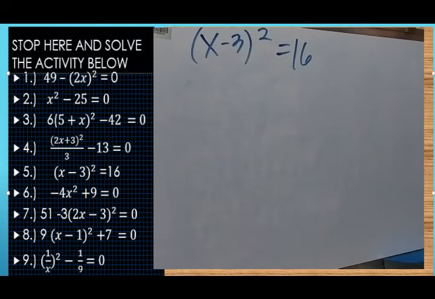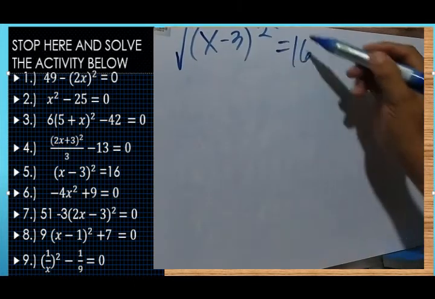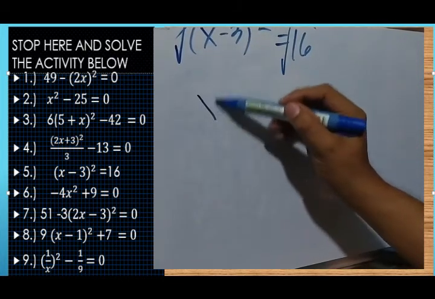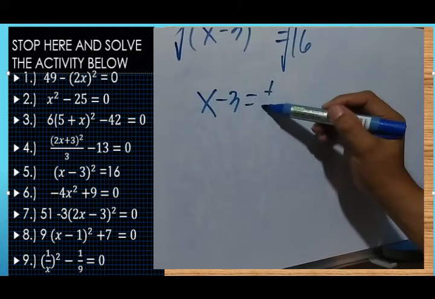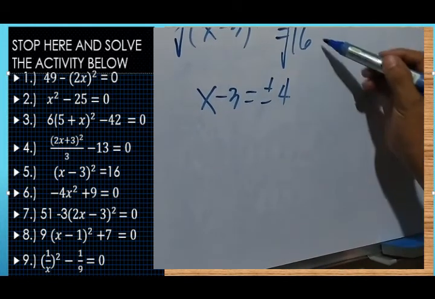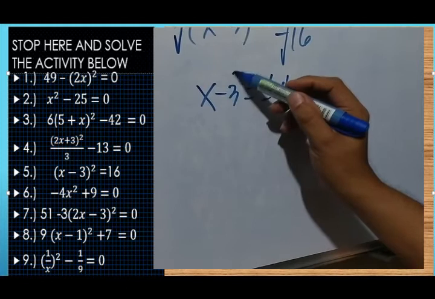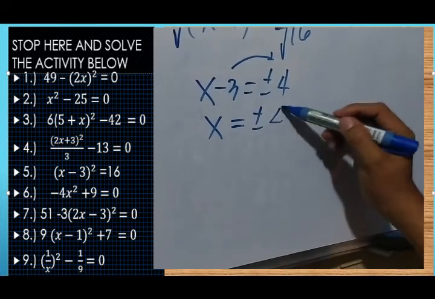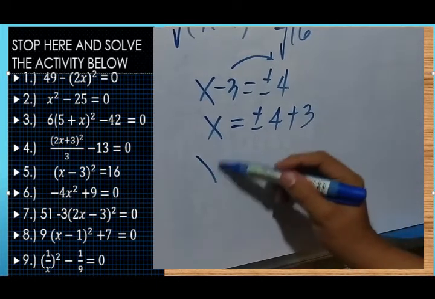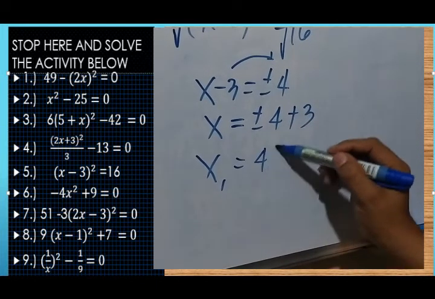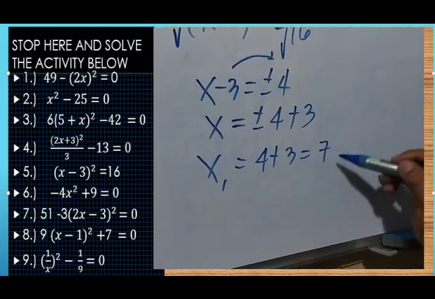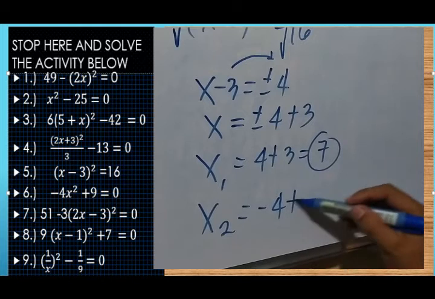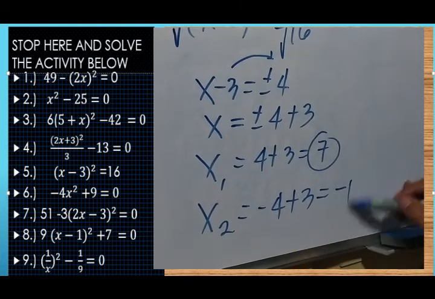Next, we have the square of the quantity x minus 3 is equal to 16. Simply extract the square root of both sides, cancel. We now have x minus 3 is equal to positive, negative 4. Then transpose negative 3 to the other side. That is actually adding 3 on both sides. So we now have x is equal to positive negative 4 plus 3. So your x sub 1 is 4 plus 3 equals 7. And your x sub 2 is negative 4 plus 3, which is negative 1.